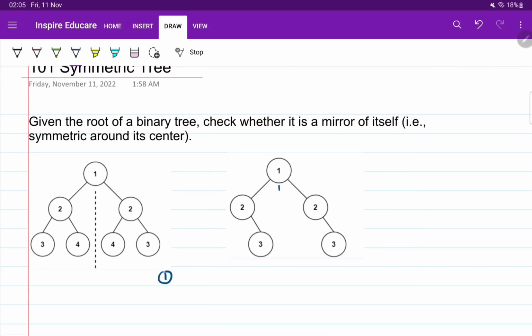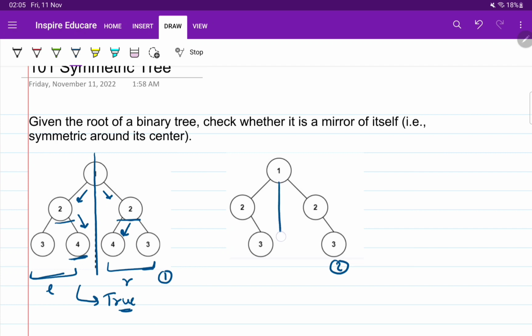We are given two trees like this, first tree and second tree. In the first tree, if I put a mirror through the root of the tree, let's say I put a mirror here, I have to check whether the left side and right side are mirror images of each other or not. We can see in the first example, that is definitely the case. If we go to left and right, 2 is here, it's correctly positioned, and 4 is on the right side of this node, and here it is on the left side, so it is mirroring, right? So for this kind of tree we will return true.